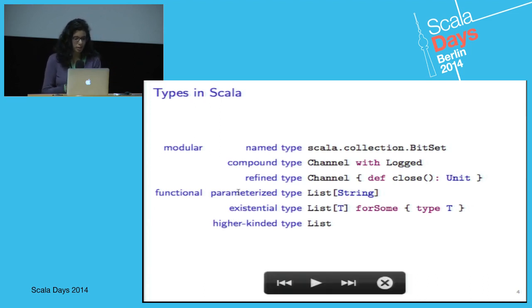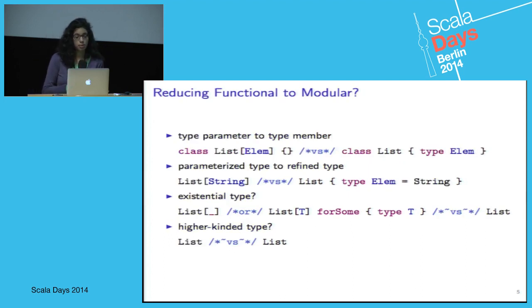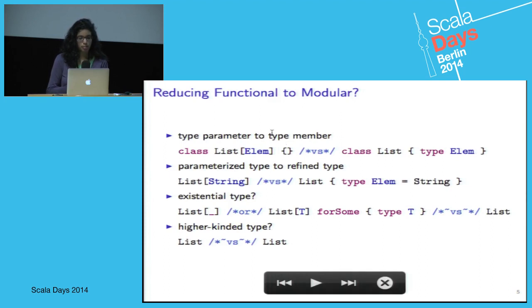So the question is, if we can reduce the number of core concepts, then that would be a simplification in the language. Right now, there are these modular and functional categories for doing types, and could we reduce one to the other? So the key idea here is we could reduce the functional to the modular by relying on type members for these parameterized types. So for example, if I have a class List which has this type parameter T, then I can turn it into a class List which has no type parameter but has an abstract type member T. And then when you have a parameterized type, such as list of string, well, it's the same as just refining this T type member to string.